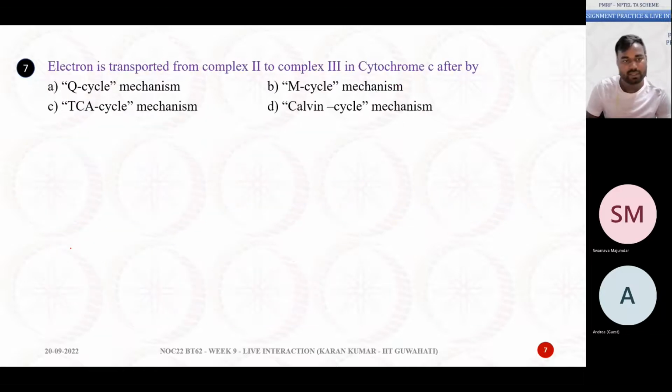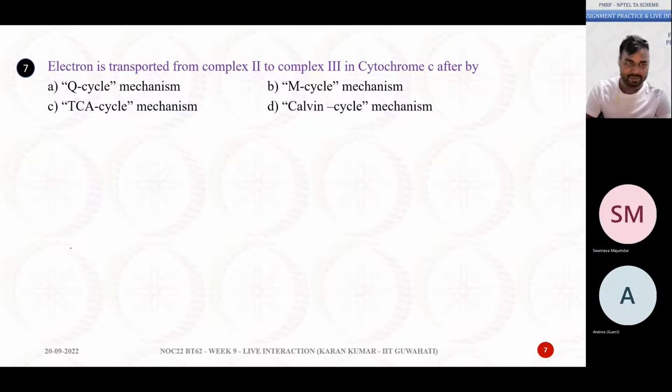Now, the next question is: electrons are transported through complex 2 to complex 3 and cytochrome C by which mechanism? Option A is Q cycle mechanism. Option B is M cycle mechanism. Option C is TCA cycle mechanism. Option D is Calvin cycle mechanism. TCA cycle mechanism.